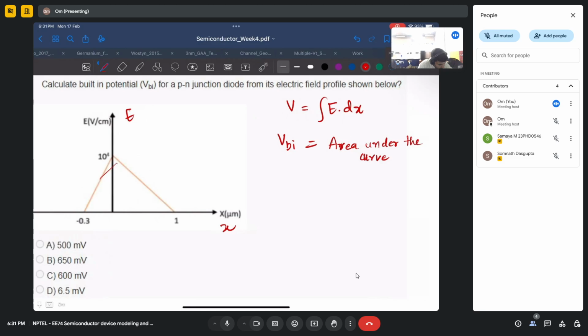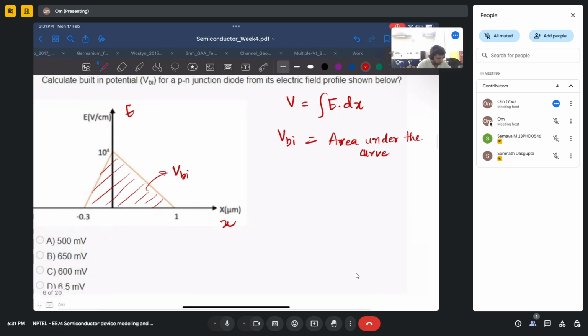The area under this curve is simply your VBI, built-in potential. So that is true for any NP or PN junction. So keep that in mind. The area of the electric field tells us VBI.